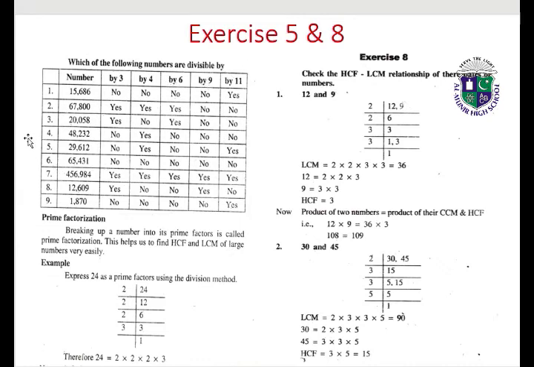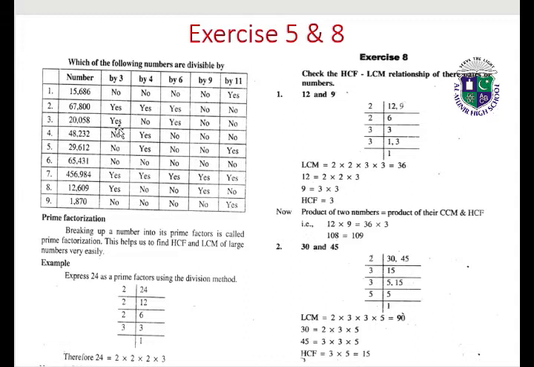Exercise 5. 15,666 divisible by 3? 3 does not divide it completely, 4 does not divide completely, 6 does not divide completely, 9 does not divide completely, 11 divides completely. And 67,800: yes, yes, yes, no and no. Same for question number 3, yes, by 3.